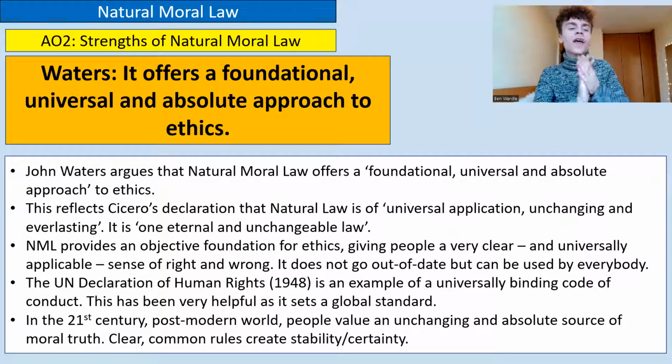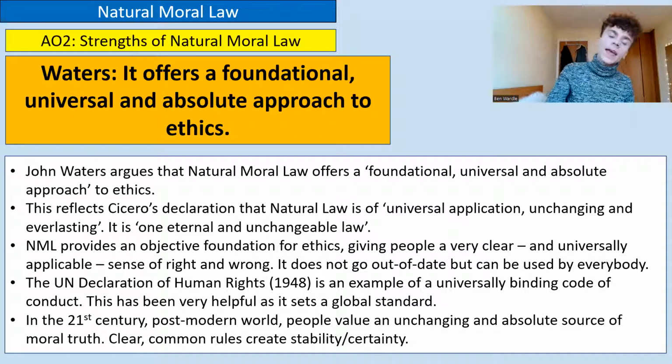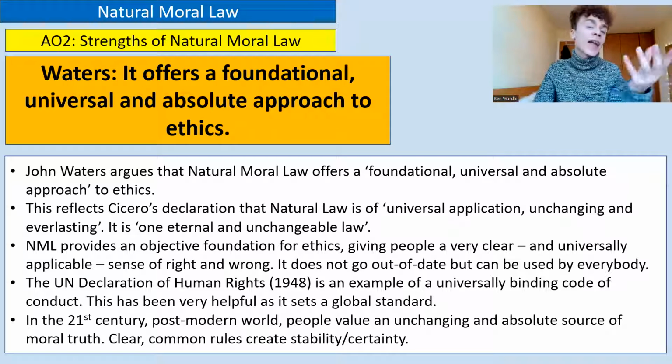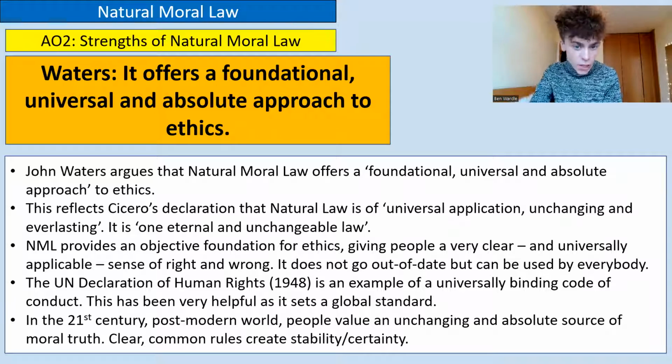So, number 1, John Waters is a very big advocate for natural moral law because it offers a foundational, universal, and absolute approach to ethics. So he argues that natural moral law offers, as I say, a foundational, universal, and absolute approach to ethics. And I think that really reflects the quote we started with from Cicero, that it is of universal application, it is unchanging and everlasting. It is one eternal and unchangeable law.